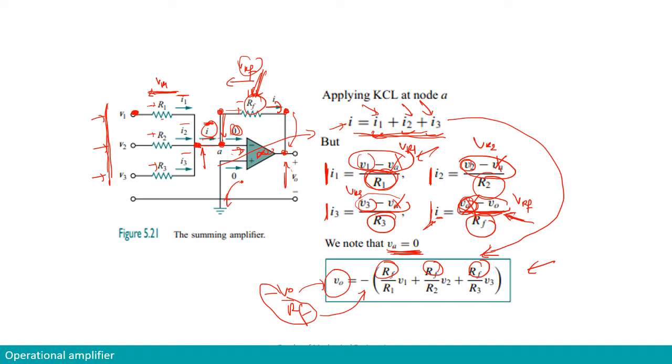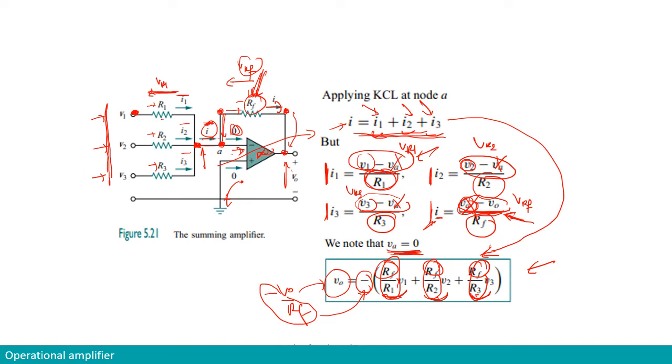So if we look into this equation, what we can see is that it is inverting. We have a minus, right? And then we also have an addition of three terms: 1, 2, 3. It's the addition of three terms, and in those three terms, each term has a ratio of RF over, be it R1, R2, or R3.